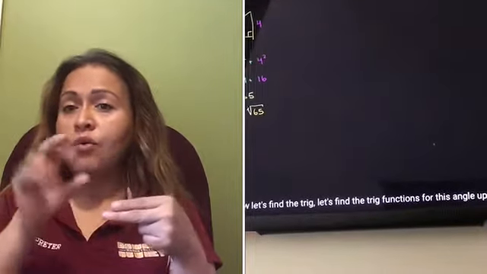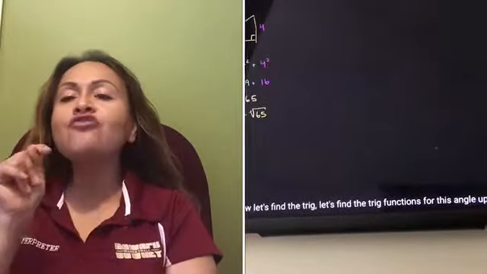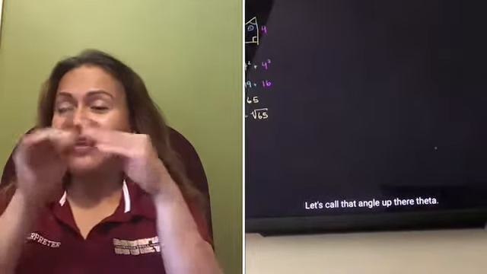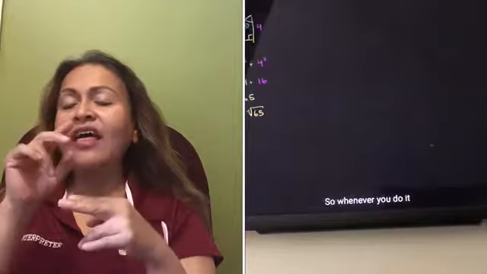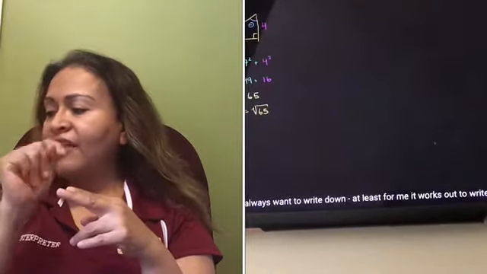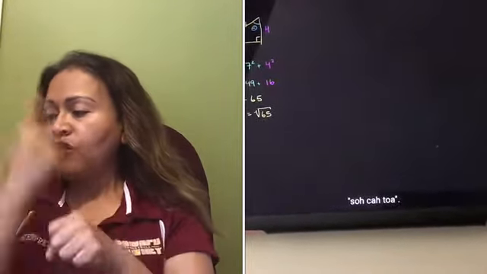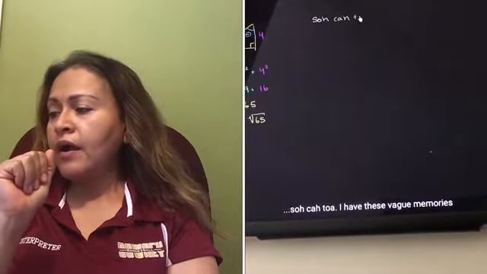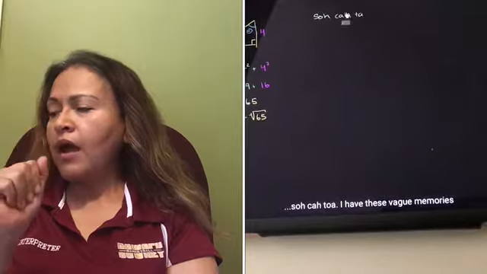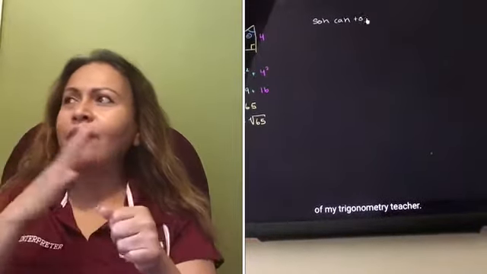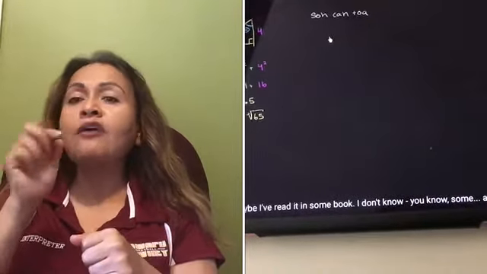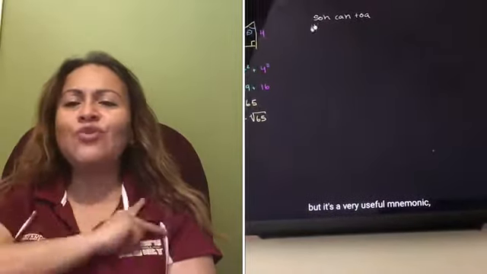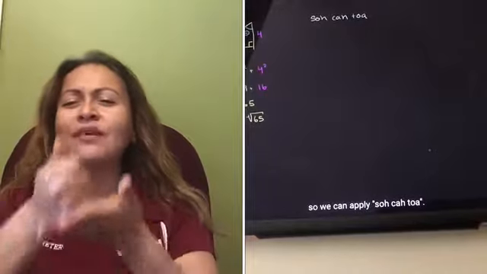Now let's find the trig functions for this angle up here. Let's call that angle up there theta. Whenever you do it, you always want to write down, at least for me it works out to write down, SOHCAHTOA. I have these vague memories of my trigonometry teacher, maybe I read it in some book, I don't know, about some type of Indian princess named SOHCAHTOA or whatever. But it's a very useful mnemonic. So we can apply SOHCAHTOA.